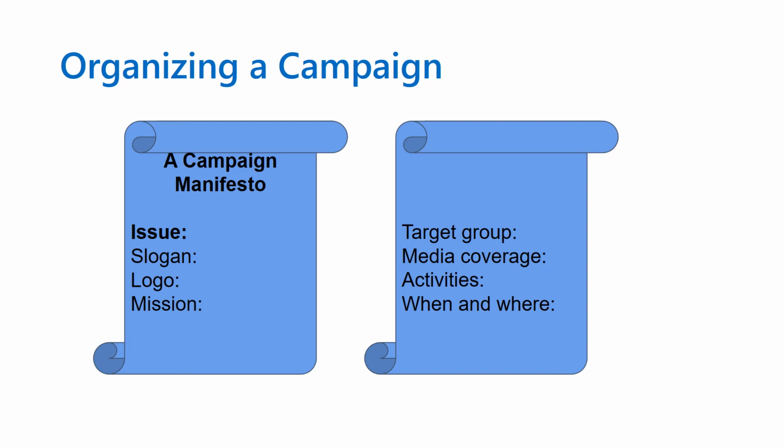Your manifesto should include the issue. Which problem are you going to address? Choose something you feel strongly about, something that is relevant in your local community. You should also think of a slogan. Make it short and catchy. As for the logo, you can use Canva for designing it, but you can also draw your logo.